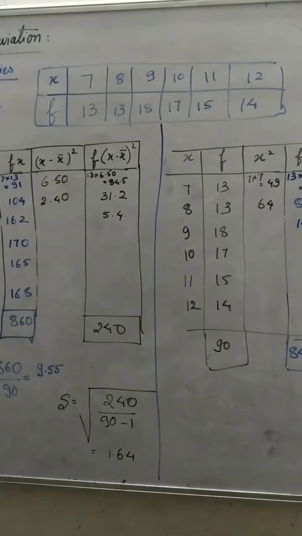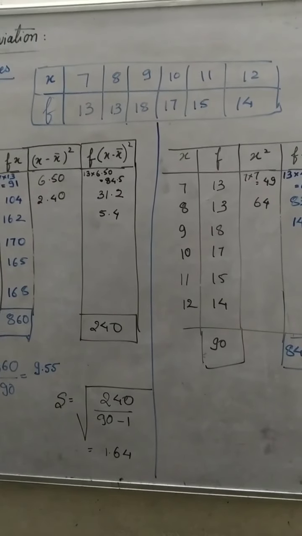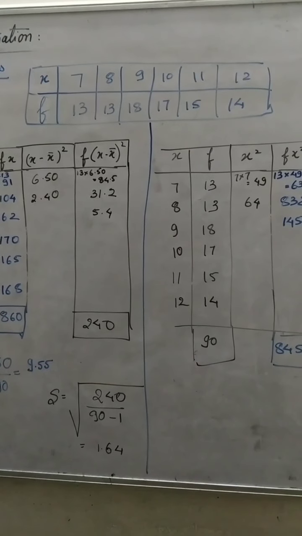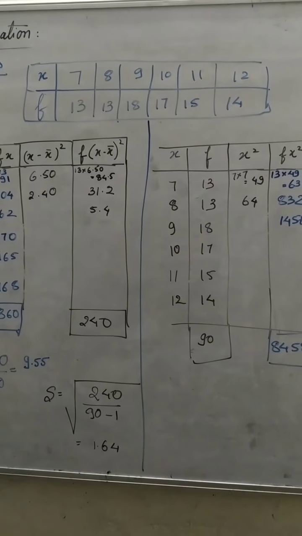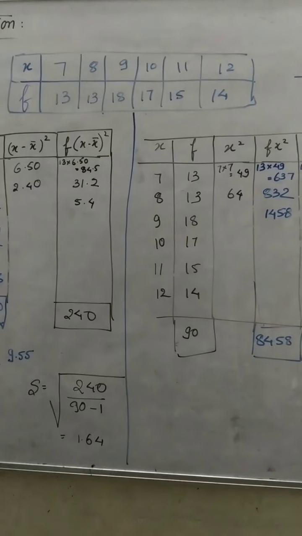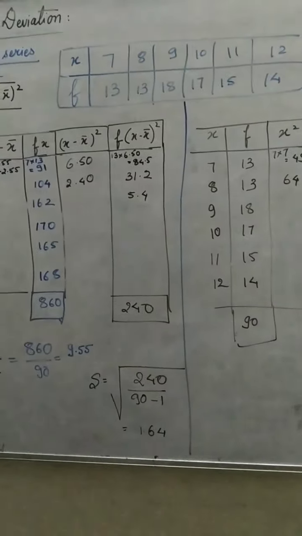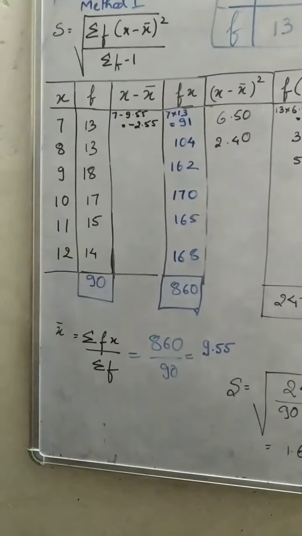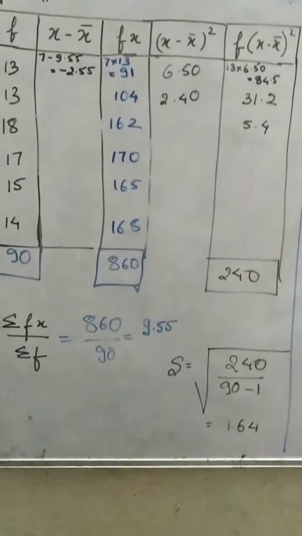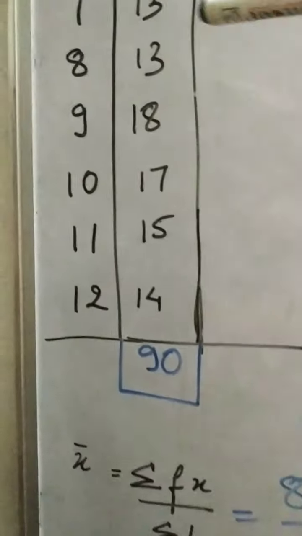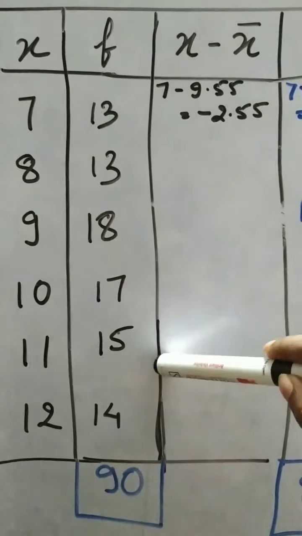This is a discrete series where we have the values of x and f. The values of x are 7, 8, 9, 10, 11, 12, whereas the values of f are 13, 13, 18, 17, 15 and 14. So first we look to the first method. We will first note down the two values, one is x, another is f.